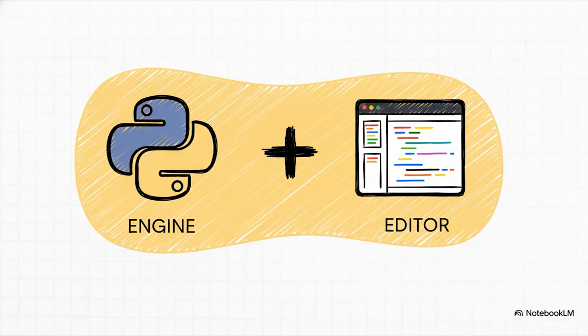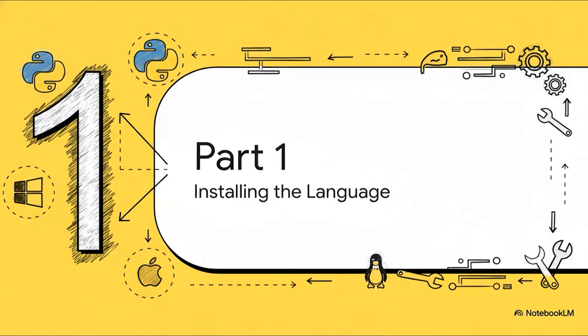To start writing code, you really only need two things. First, you need Python itself. Think of it like the engine in a car. It's what actually understands and runs your code. And second, you need a code editor, and we're going to use Visual Studio Code. So, first things first, let's get that engine installed. We need to install the Python interpreter, which basically teaches your computer how to speak the Python language.